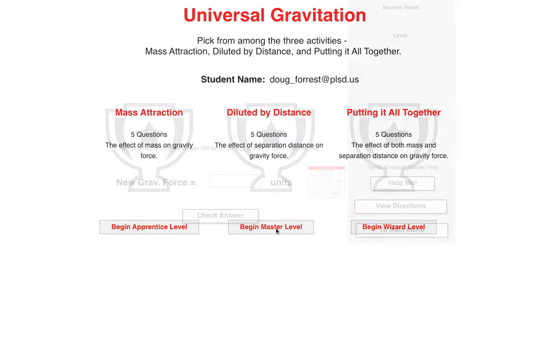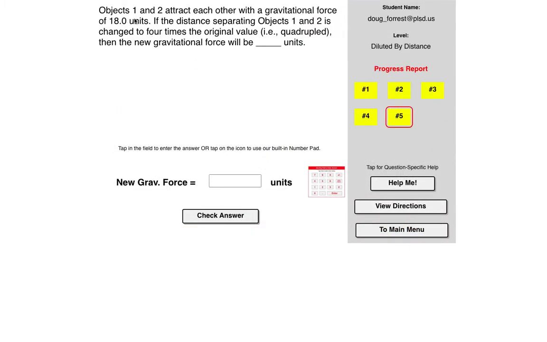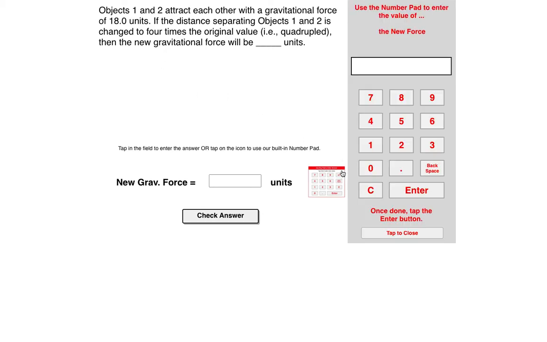So the master level is diluted by distance. In this case, objects 1 and 2 attract each other with 18 units. Now only the distance is changing. So if it is changed to 4 times the original value, what would this be? Well, hopefully you recognize that if it is going further, it would be a weaker force, but it's an inverse square rule. So it is 1 over 4 squared. So I'm going to have 18 divided by 4 squared. So that is going to be 18 divided by 16, which is 1 1/8. So I'm going to say 1.125. Hopefully I did that right.